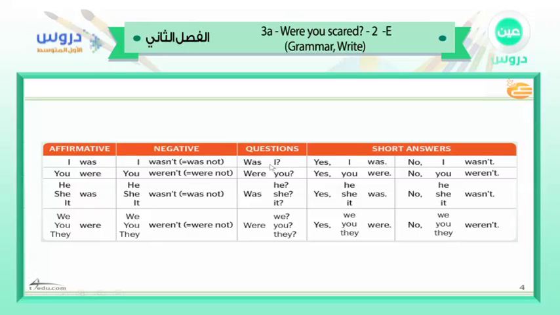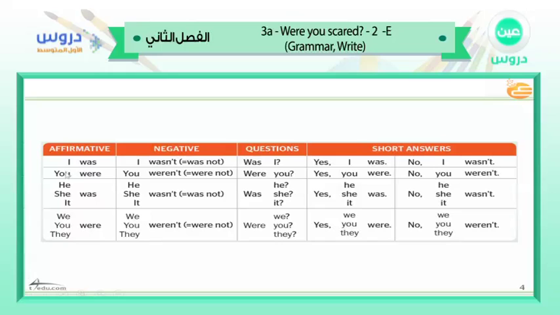For example, I'm asking you in 2005, I don't know if I was a student that year, exactly that year. So I will say, was I a student that year? Okay, the short answers, yes, I was, if I'm talking about myself. No, I wasn't, also if I'm talking about myself.